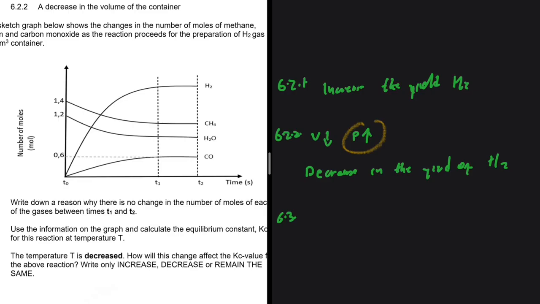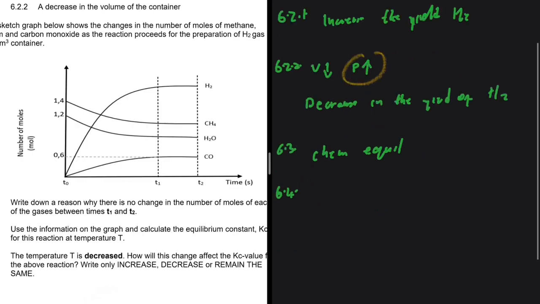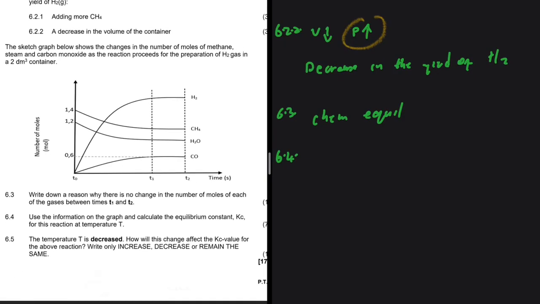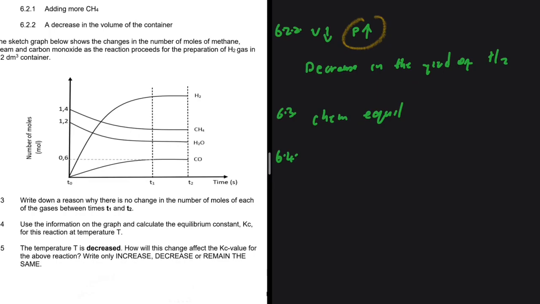The reaction has reached chemical equilibrium. The rate of the forward reaction is equal to the rate of the reverse reaction. So here we just reached chemical equilibrium. That is why we see no change in the number of moles of the gases. Okay, 6.3. Let's take a look at 6.4. 6.4 says, use the information on the graph and calculate the equilibrium constant Kc for this reaction at temperature T.